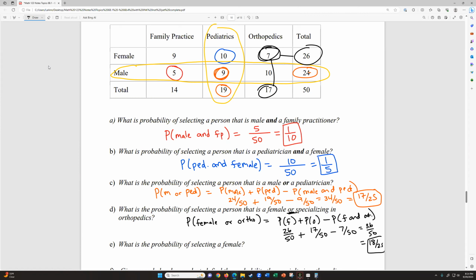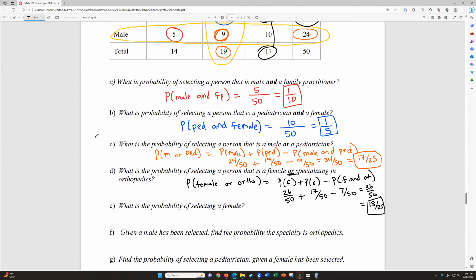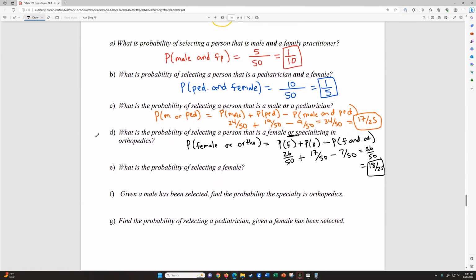So we actually have a little bit higher chance of getting a female or an orthopedic doctor randomly instead of a male or pediatrician. Okay, now I'm going to teach you how to do the "given" ones, and that is very, very specific. You have to only base it on the subgroup that you're looking at.